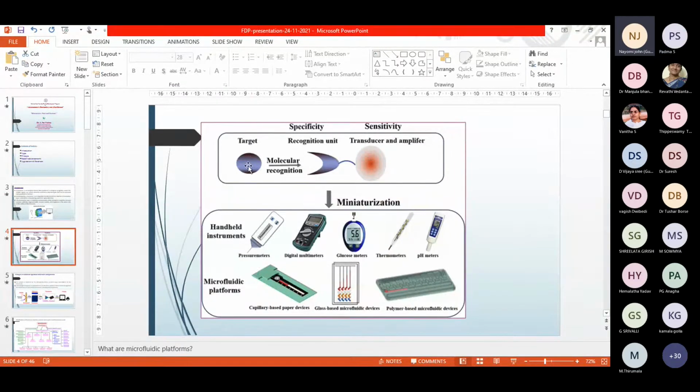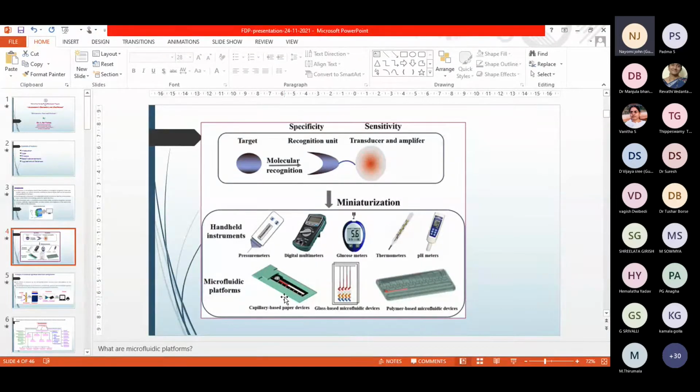This is the target molecule and this is the recognition unit. The recognition unit in the biosensor will recognize the target, and the signal will be captured and transformed by the transducer, and the signal will be visualized. And these are some of the equipment where the biosensor is being kept in the market for ready use.